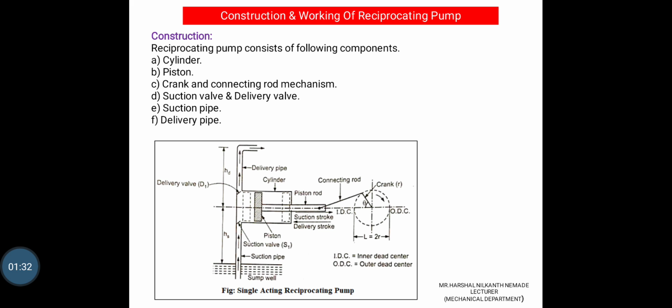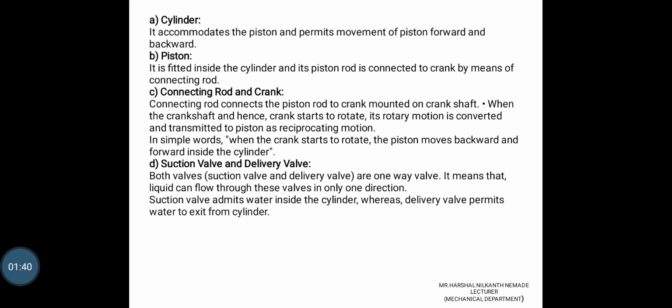In construction, there is a cylinder, piston, crank and connecting rod mechanism, suction valve, delivery valve, suction pipe and delivery pipe. You will see them one by one. Cylinder. It accommodates the piston and permits the movement of the piston forward and backward. Piston. It is fitted inside the cylinder and the piston rod is connected to the crank by means of the connecting rod.